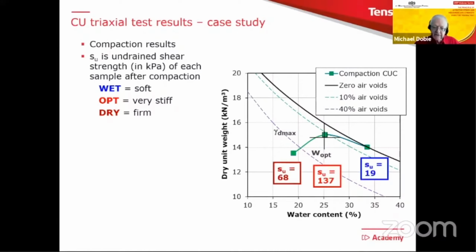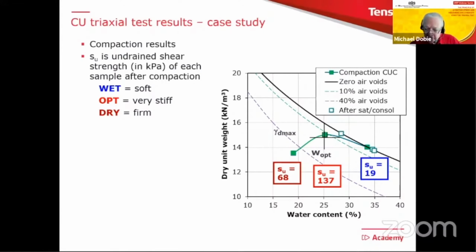And if I add the undrained shear strengths, when they created them, they independently measured the undrained shear strengths. So the wet one is in a soft condition, very, very soft. Optimum is very stiff, 137 kilopascals. And the dry one is kind of on the firm side. And then it's interesting that after saturation and consolidation in the CU triaxial tests, the three solid dots move to the positions on the zero air voids line given by the three open dots. So you can see that after saturation and consolidation, the wet and dry samples are much the same.